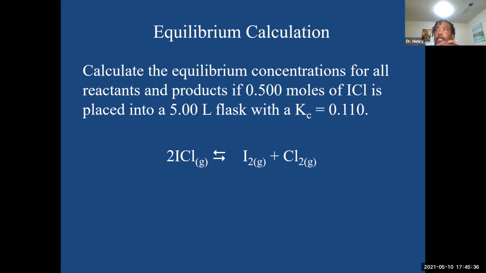So the question says, calculate the equilibrium concentration for all the reactants and products if 0.500 moles of ICl is placed into a 5.00 liter flask with Kc equals 0.110. Okay, so what is the first thing that we want to do? Well, of course, other than making sure our equation is balanced, what would be the thing that we want to do in this circumstance?